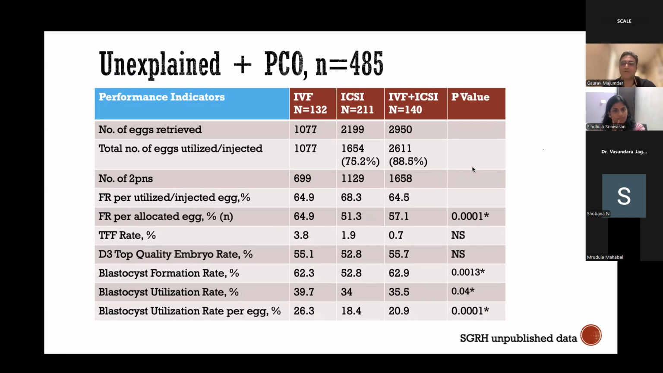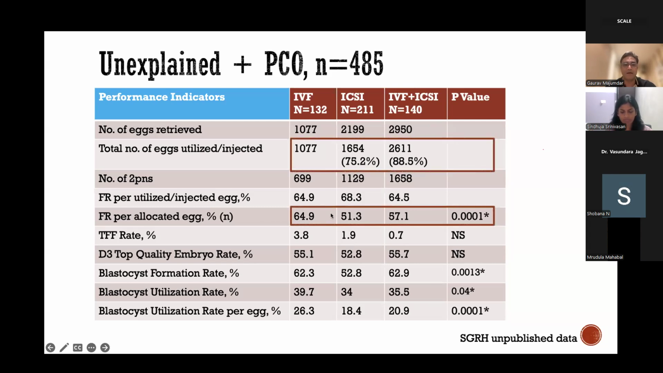Now let's come to the next patient group, which is the other end of the spectrum, unexplained infertility and PCO, where the number of eggs tends to be on the much higher side. So here again, you see that with ICSI the utilization rate, which in the previous group was 80%, here is 75%, which means 2.5 eggs out of every 10 eggs get discarded on account of performing ICSI. And when we did split insemination, this 75% increased and became 88.5%, somewhere in the middle of 100% and 75%. Accordingly, the fertilization rate was around 65% in IVF, whereas in ICSI it was much lower, and in split insemination it was somewhere in the middle.